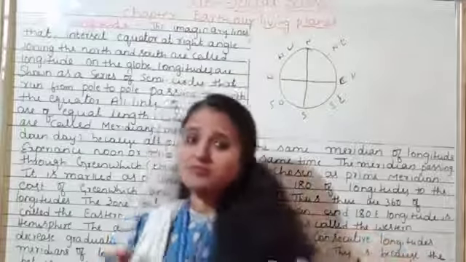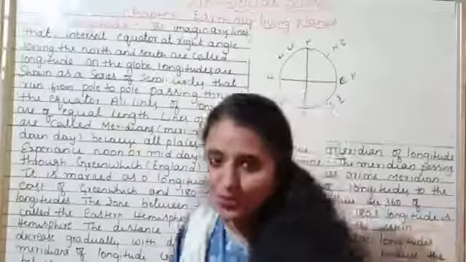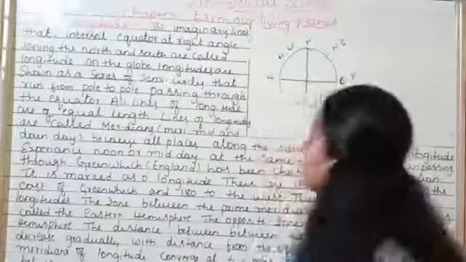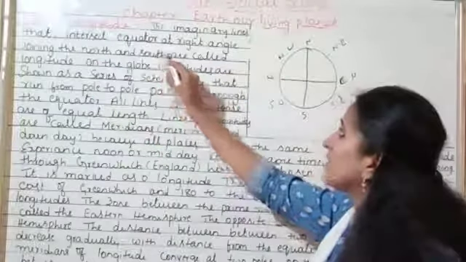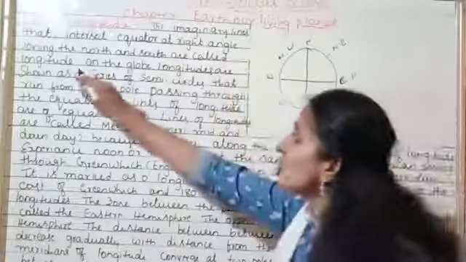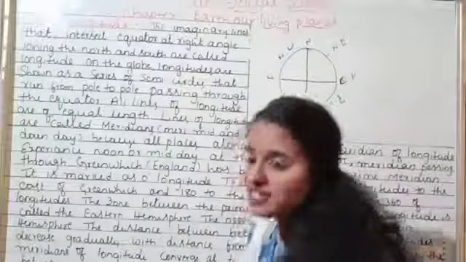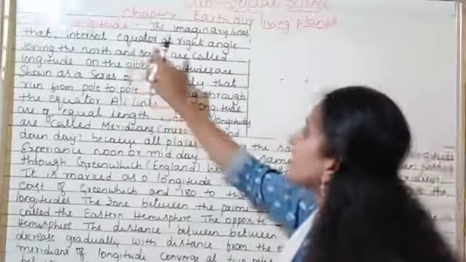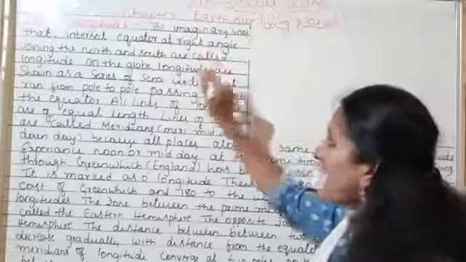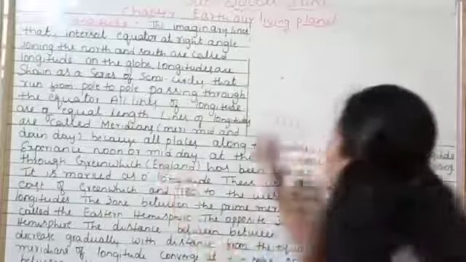You know that. Let us today start with a new topic, that is longitudes. Let me read and explain for you. The imaginary lines that intersect the equator at right angle joining the north and south are called longitudes. Understand this topic properly, children. What is longitude?